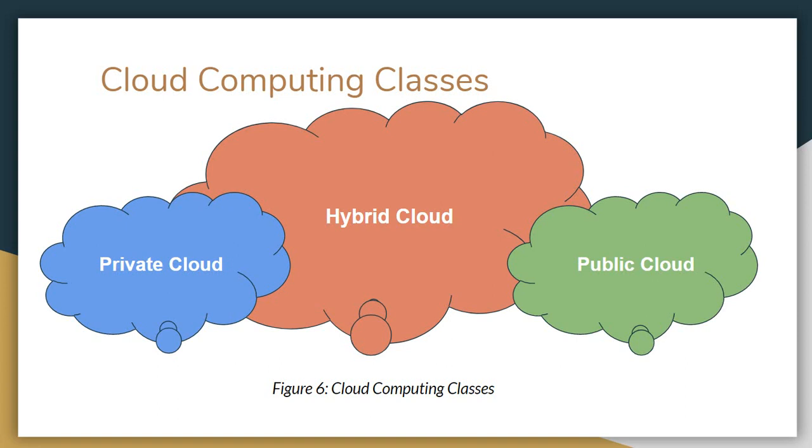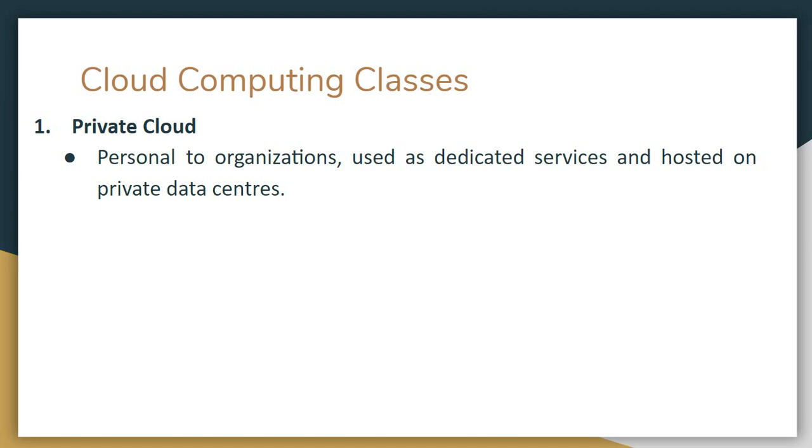Now, these are the cloud computing classes. There are three of them. We have the private cloud, the public cloud, and the hybrid cloud. Now, the hybrid cloud combines the capabilities of the private and the public cloud. Shortly, we're going to be looking at how these cloud classes differ from one another.